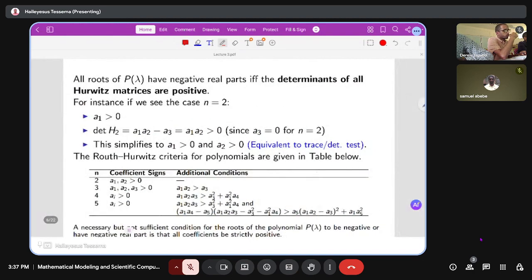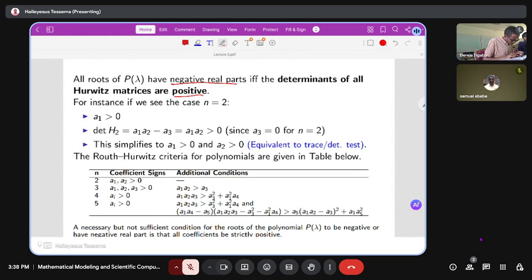So all roots of the polynomial have negative real parts if the determinants of all the Routh matrices are positive. Have you seen? The eigenvalues, the roots or poles of the polynomial function, have negative real parts, or they are negative if they are real numbers, if and only if all the determinants of the Routh matrices are positive.